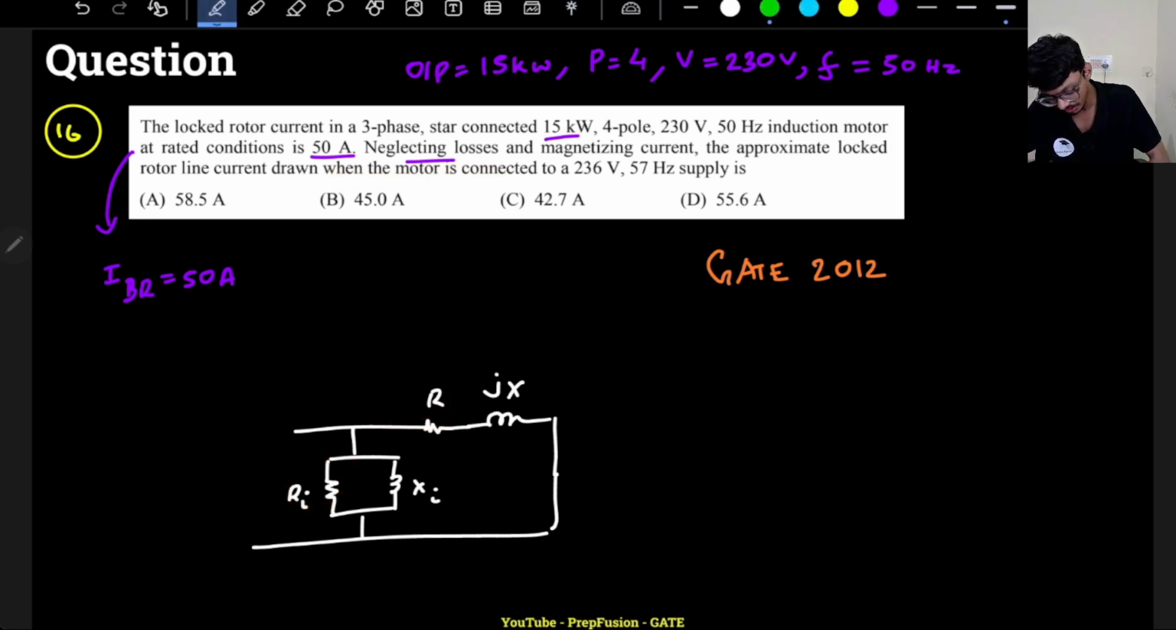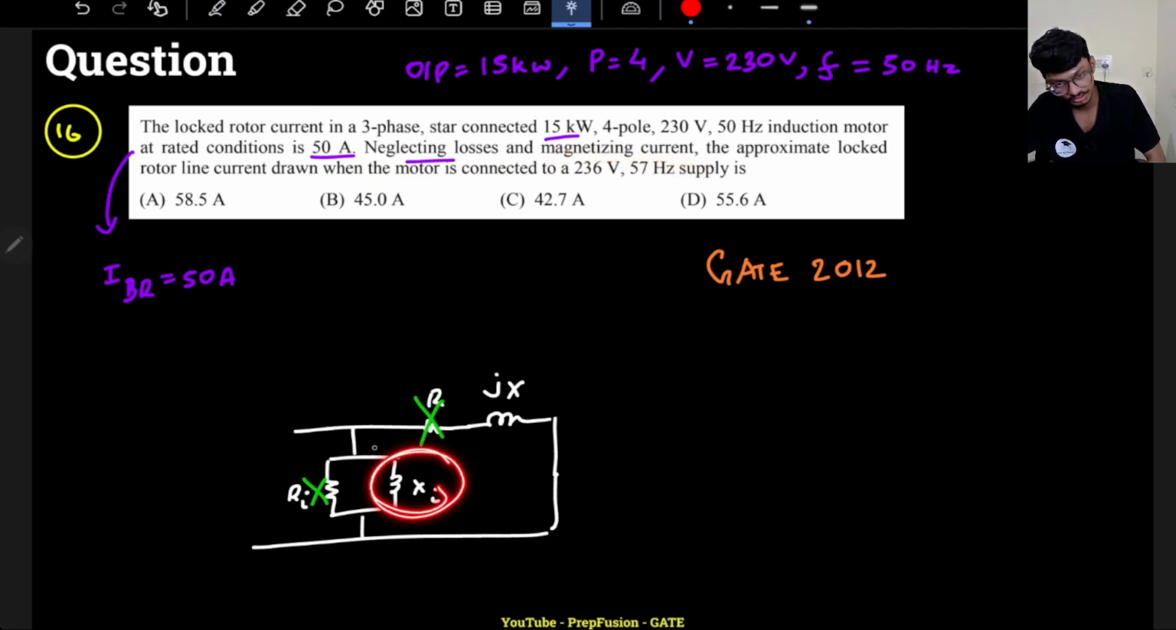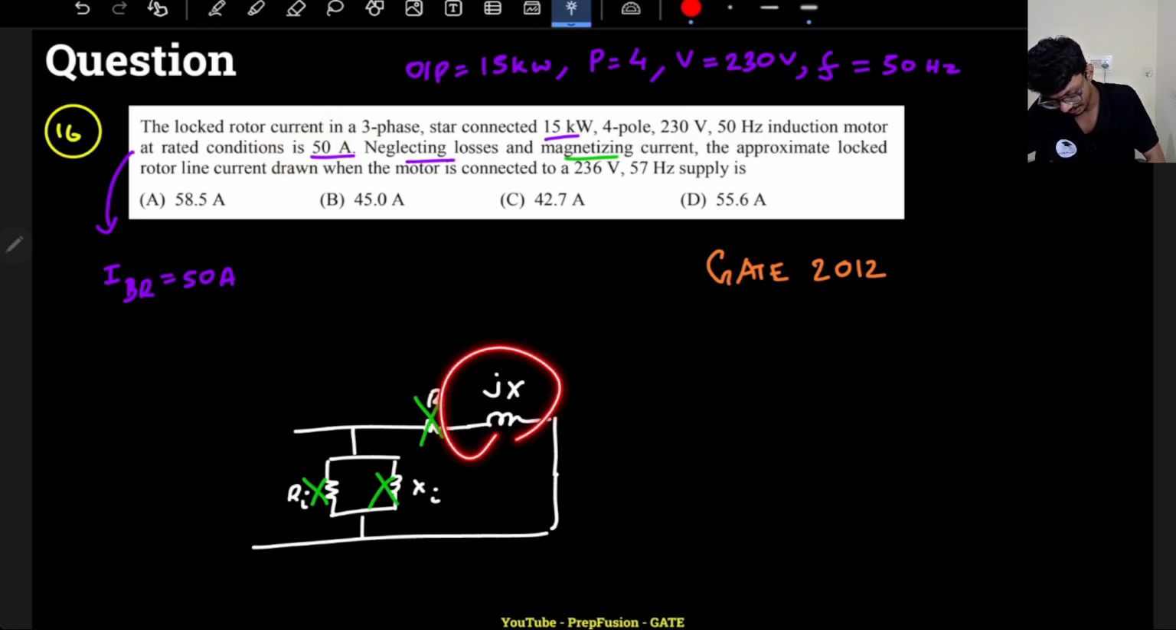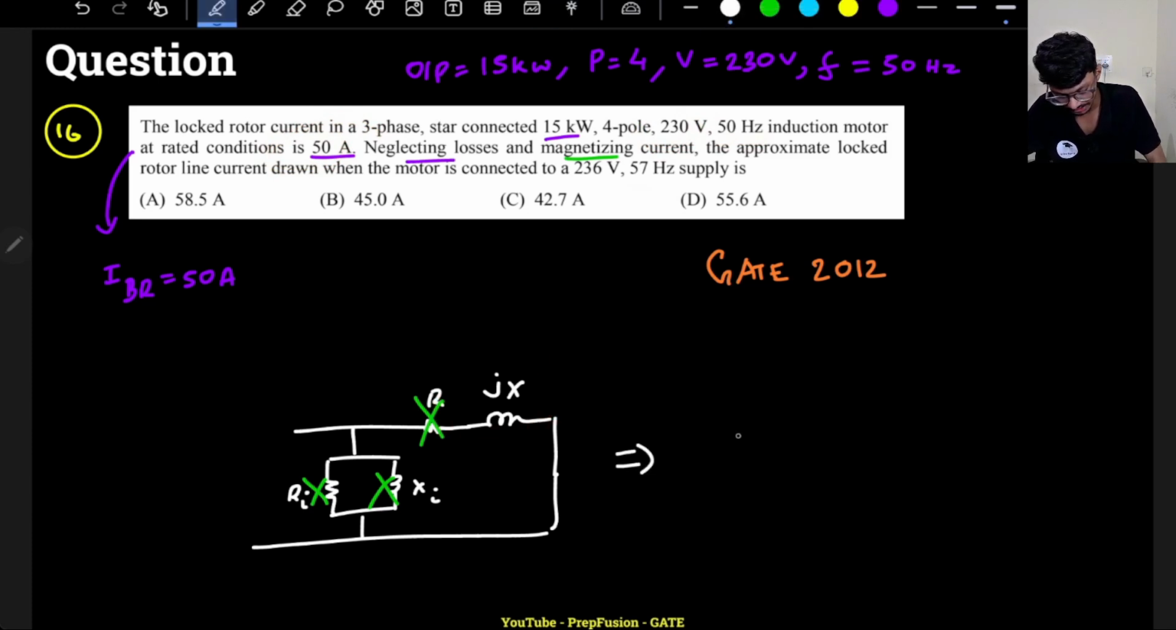So here they're telling me to neglect the losses, so I will neglect the resistance because losses can only happen in resistance. Now what next they're telling me? And the magnetizing current. Magnetizing current is due to this magnetizing reactance, so I will neglect the magnetizing current as well. The approximate locked rotor line current drawn when the motor is connected to 236 volts and this frequency. So if I am connecting it to 236 volts and 57 hertz, then what is the current? What is left? Only this one is left, right? So the equivalent circuit is only jX.